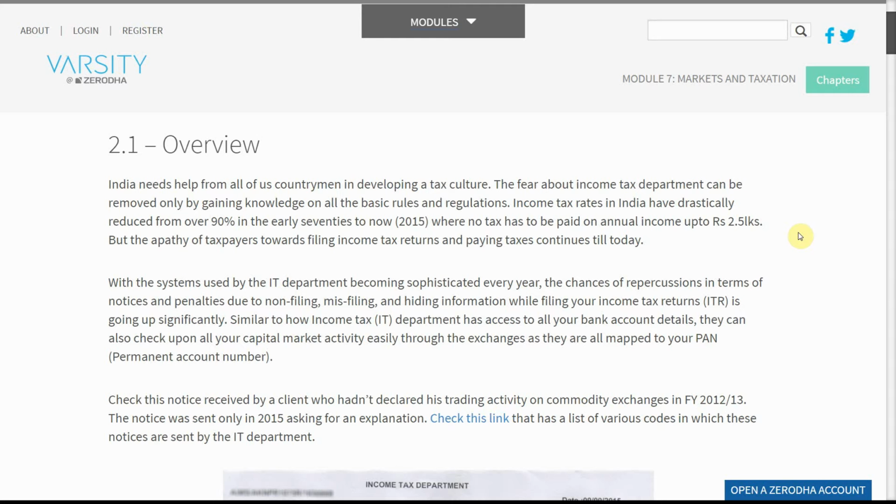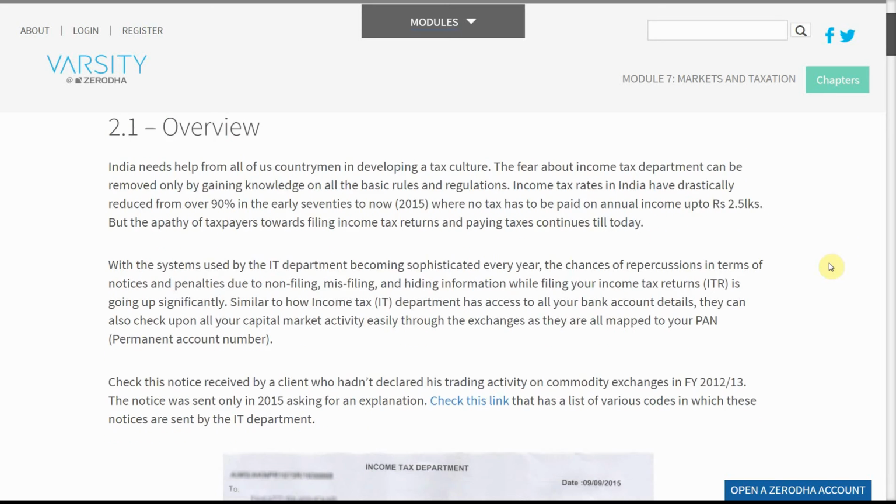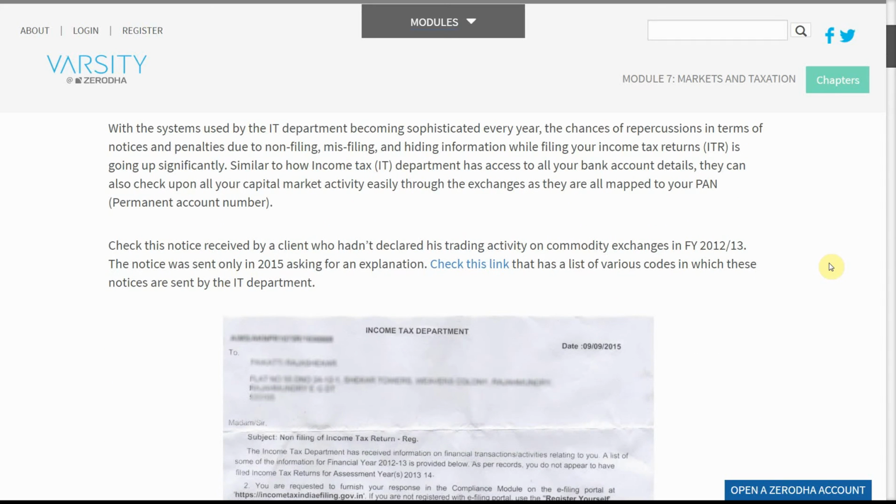But the apathy of taxpayers towards filing income tax returns and paying taxes continues till today. With the systems used by the IT department becoming sophisticated every year, the chances of repercussions in terms of notices and penalties due to non-filing, misfiling, and hiding information while filing your income tax returns (ITR) is going up significantly. Similar to how the IT department has access to all your bank account details, they can also check all your capital market activity easily through the exchanges, as they are all mapped to your PAN, permanent account number.